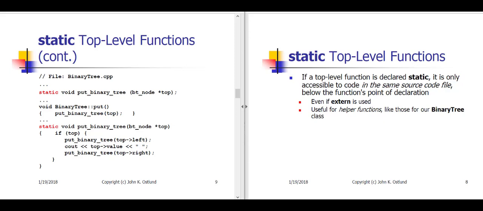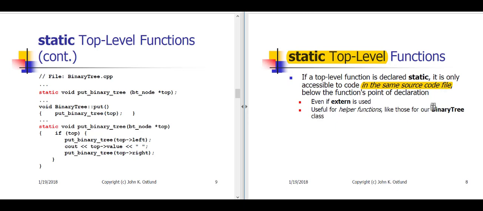Now, just as you can create file, local, or module variables by defining a variable outside of any function but declaring it static, you can do the same kind of thing with top-level functions. That is, you can have static top-level functions which are only accessible to the code inside of one particular file, as opposed to being accessible to all of the code in your entire program. Alright, so you can think of these as being like file local functions or module functions.